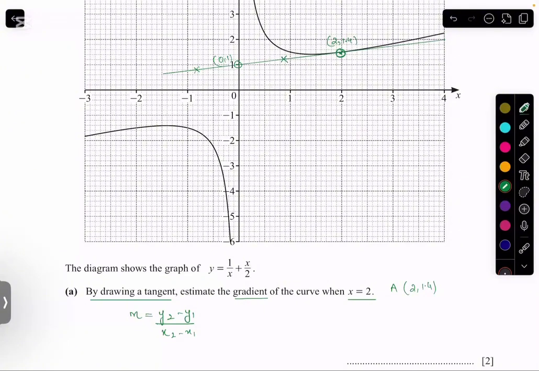So in my case, I'm going for point A, 2 and 1.4, and point B, which is 0 and 1. So A is representing my x1 and y1, and B is representing my x2 and y2. So substituting the values here, I can say it's 1.4 minus 1 divided by 2 minus 0, which gives me 0.4 divided by 2. My answer is coming out to be 0.2 here.